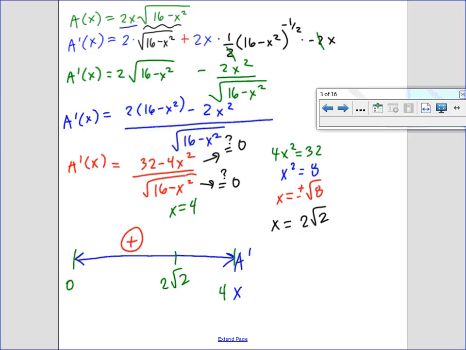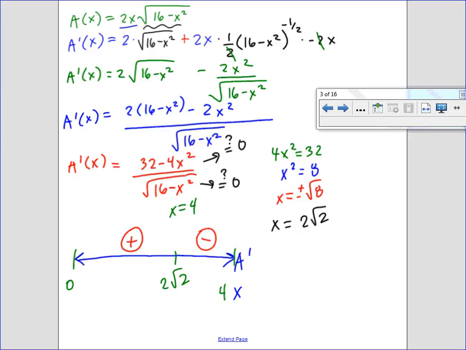Yes? I'm going to choose a convenient x value to the right of 2 root 2. So we just decided 2 root 2 is about 2.818, so I'm going to pick 3. 3 in for x. 3 squared is 9. 4 times 9 is 36, and 32 minus 36 is negative. Over, if I put in 3 here, then this is still 9. 16 minus 9 is still positive. Square root of positive is positive. So I get negative over positive, which overall is negative.